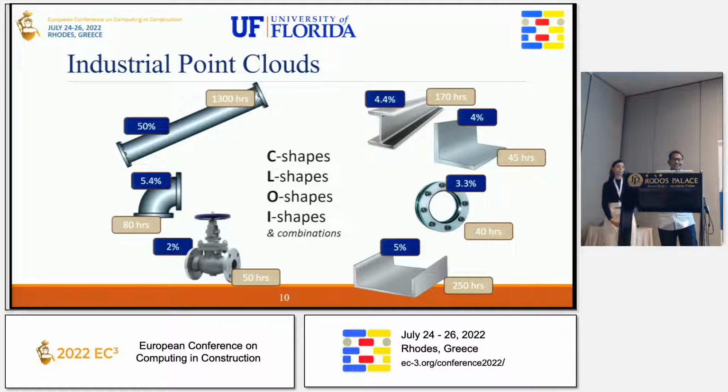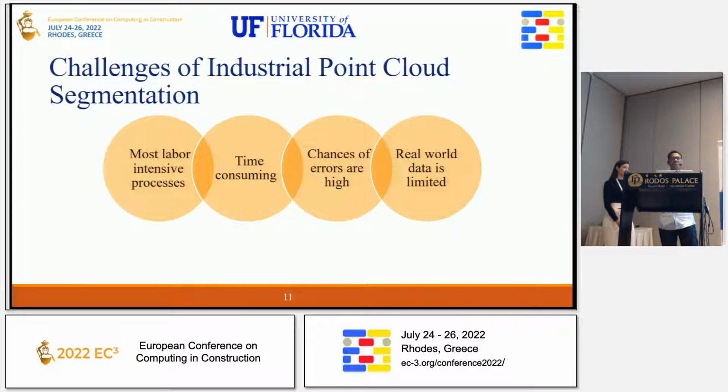The dataset looks like this. We have point clouds of these 7 different kinds of objects. The percentage indicates the amount of objects present in the area, and the hours mentioned are the time taken to manually model these objects. If we manually model all these objects in Autodesk or Revit, it will take so much time. So we have to find an easier, quicker way to generate this data and put it into an AI model. These were the challenges we faced.